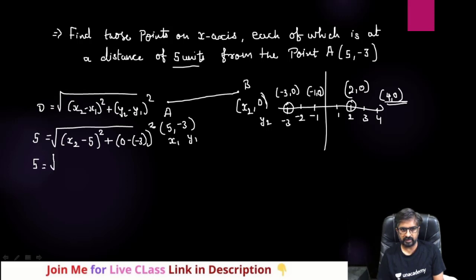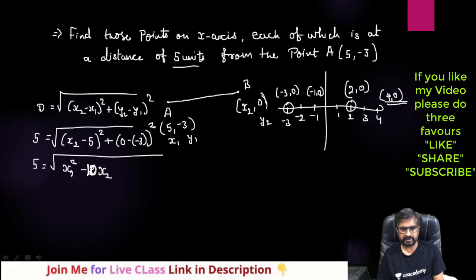Now under this root, you use the identity (a minus b) whole square, which gives a square minus 2ab plus b square. Let me keep this as x square only, or you can keep a also if you want. So x2 square minus 2 into 5 into x2, so directly I am writing 10 x2, and then plus 5 square will be 25, and here plus 3 square will be 9.